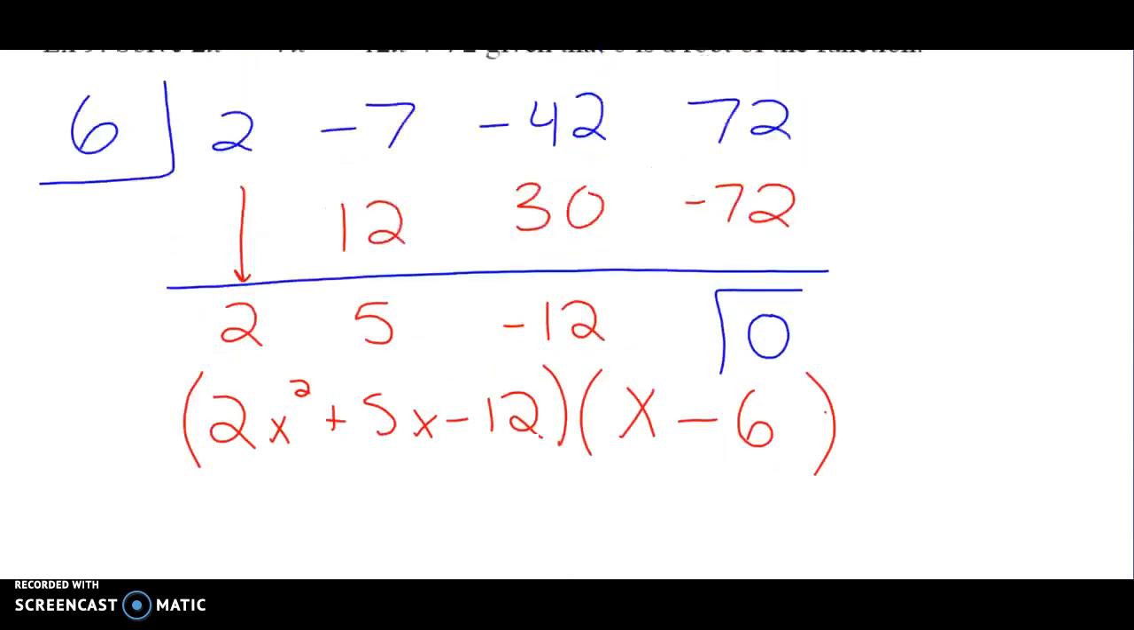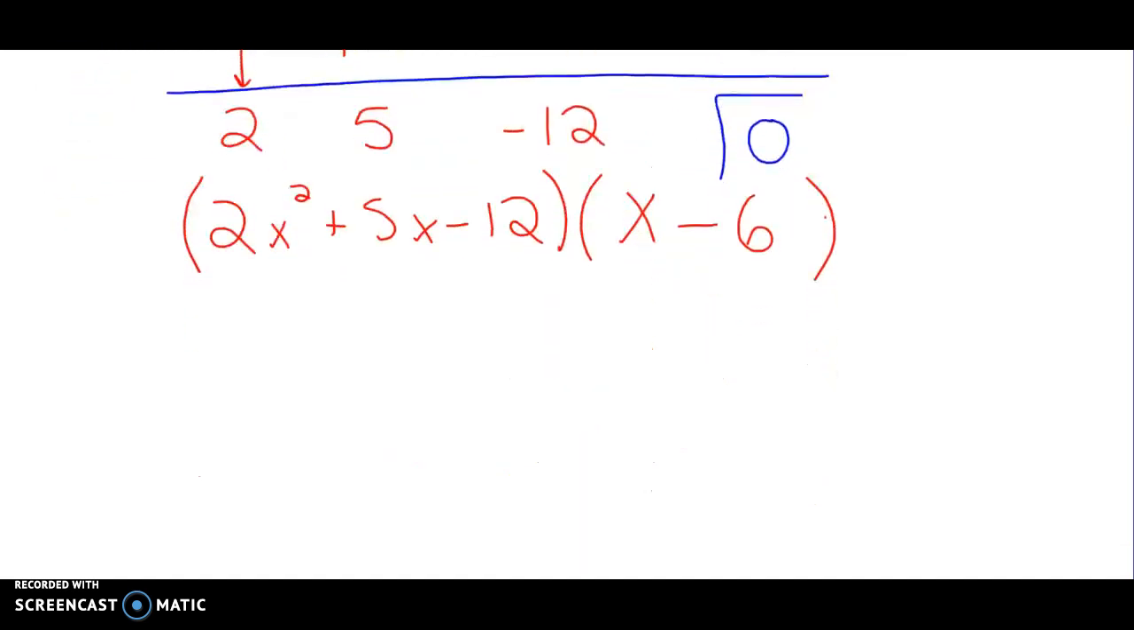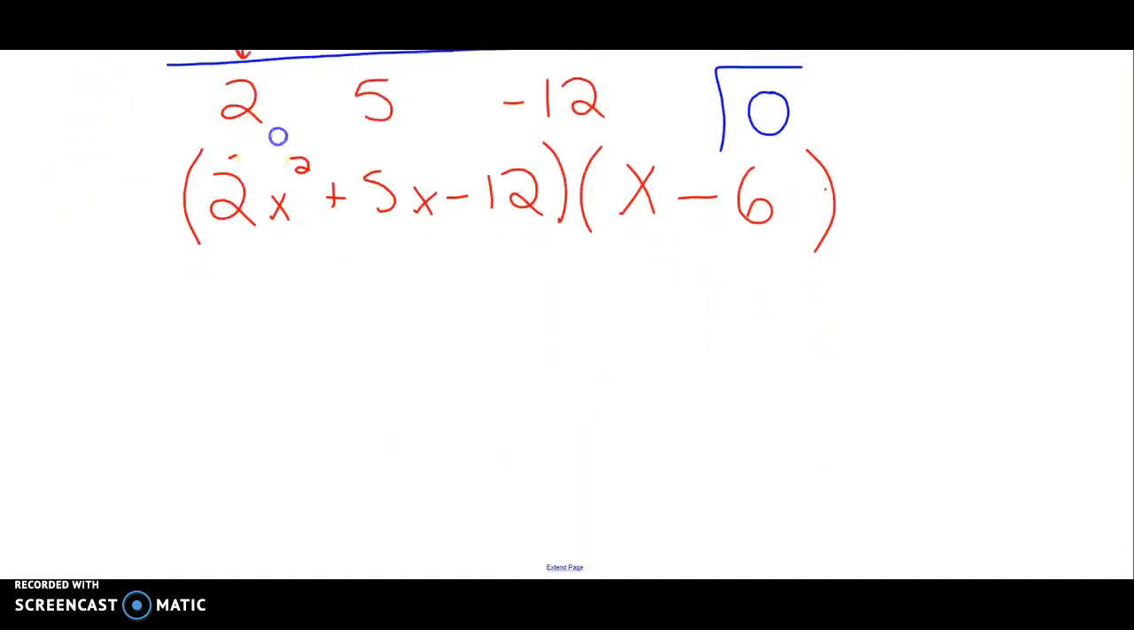So now that we have that, do a bottoms up to finish factoring. See if this works out. A times C would be negative 24. Are there factors of negative 24 that add up to 5? Yes. It would be plus 8, minus 3.